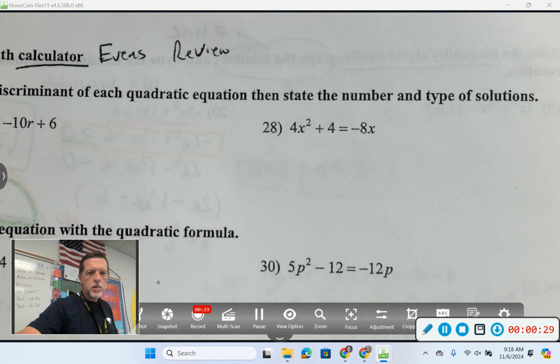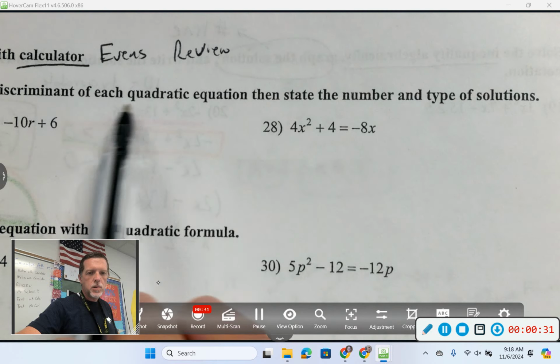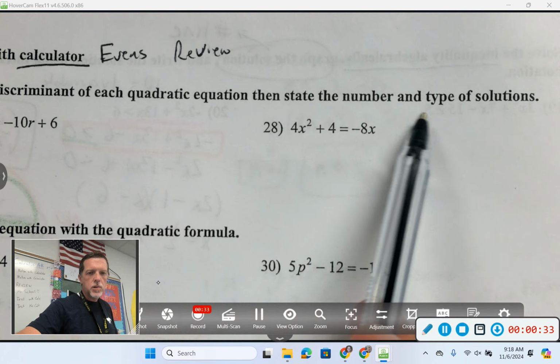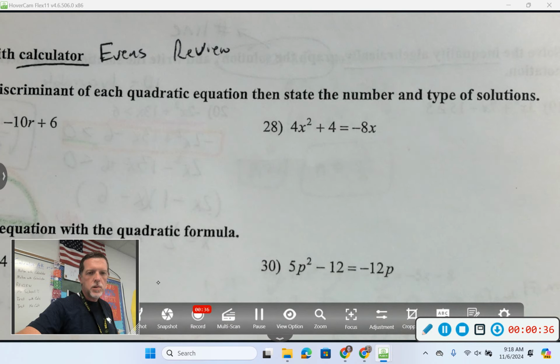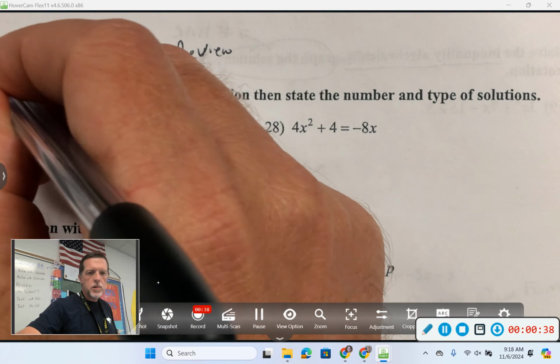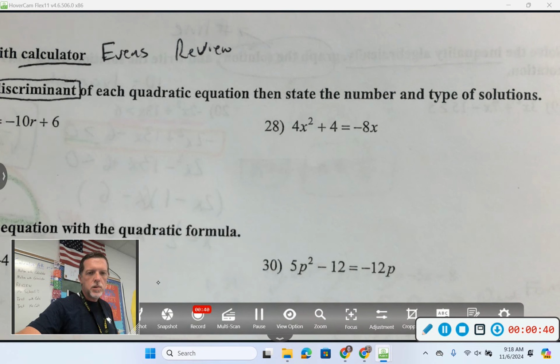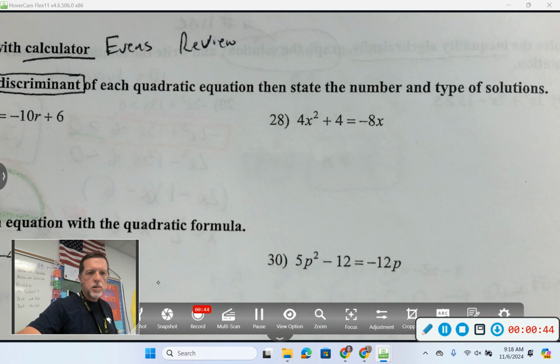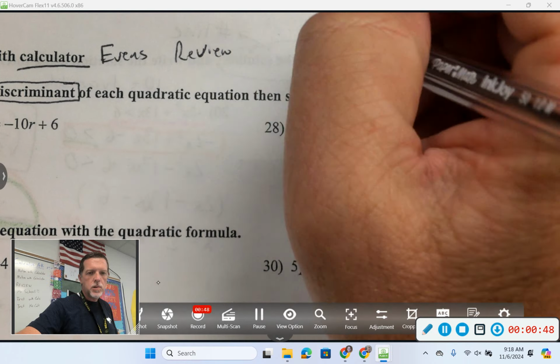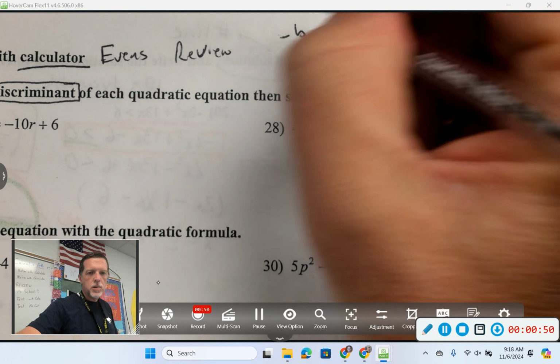All right, number 27. Find the discriminant of each quadratic equation and then state the number and type of each solution. Discriminant. What's the discriminant? Do you remember? It's the under the radical stuff. So I usually don't memorize it separately. I just know that it's the part under the radical.